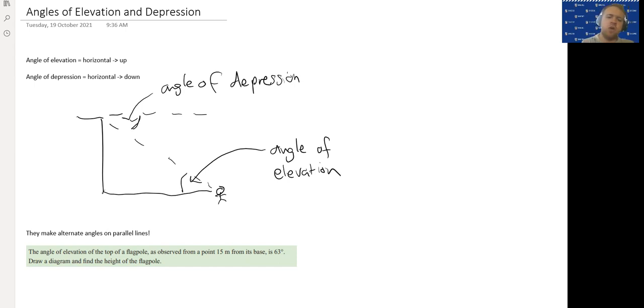And because these two horizontal lines that we create are parallel, the angle of depression and the angle of elevation are actually always equal because they make alternate angles on parallel lines.